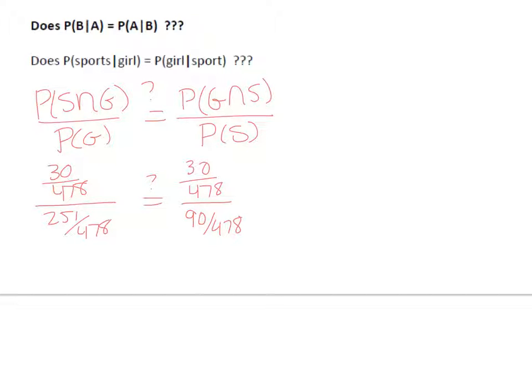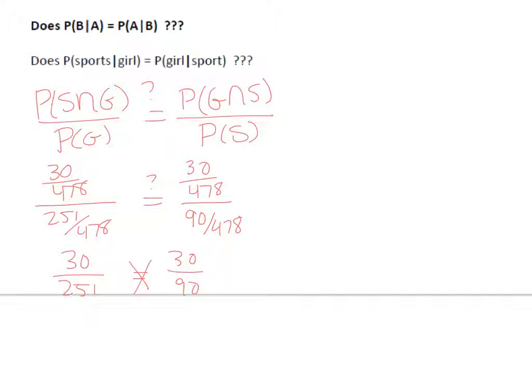So right off the bat, if you just investigate this, is it possible that 251 over 478 is equal to 90 over 478? And in fact, they are not equal to each other. I could simplify the fractions for you just to make it a little clearer. The left-hand fraction simplifies to 30 over 251. The right-hand fraction simplifies to 30 over 90. And again, numerators being the same, 251 and 90 are completely different numbers, so there is absolutely no way that these two are equivalent to each other.